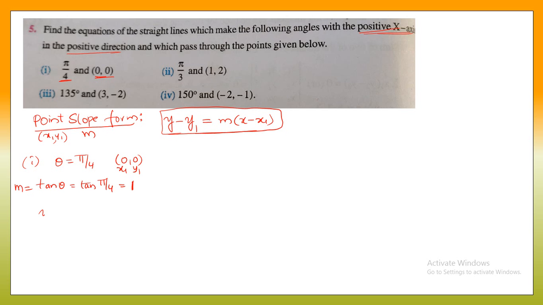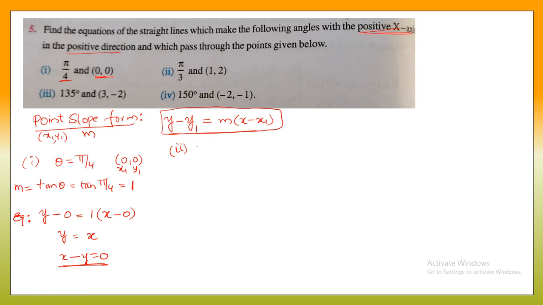Now directly substituting in the formula, the equation of the line is given by y minus y1. What is y1 here? y1 is 0, is equal to 1 into x minus x1, which is also 0. So from this what is the answer? y is equal to x, or simply I can write it as x minus y is equal to 0. So this is nothing but my line equation, right? So bit number 1 is completed. Next, moving on to bit number 2.